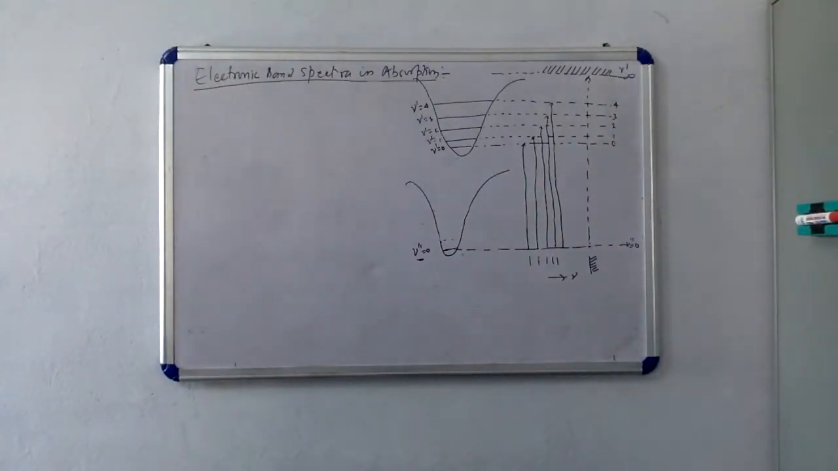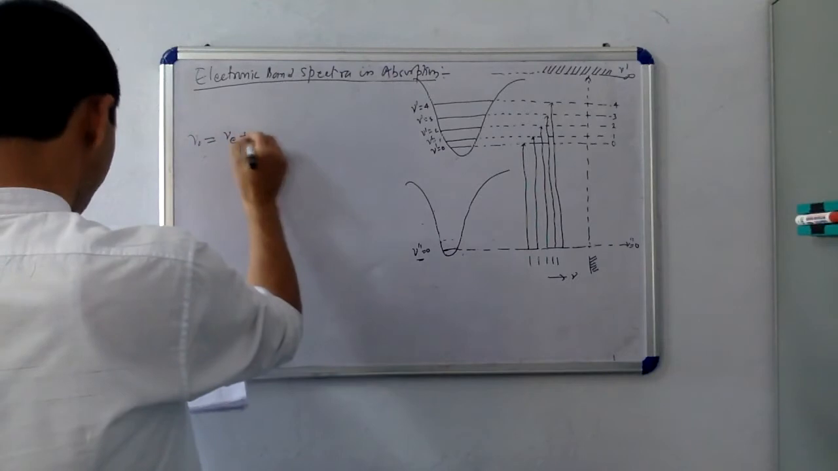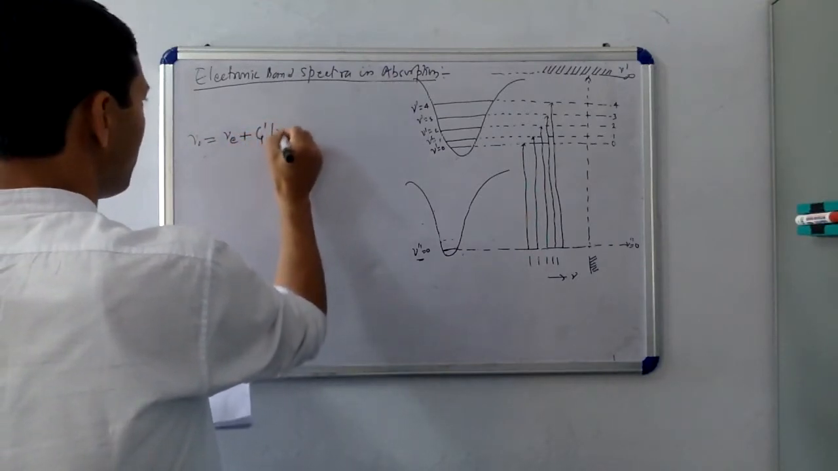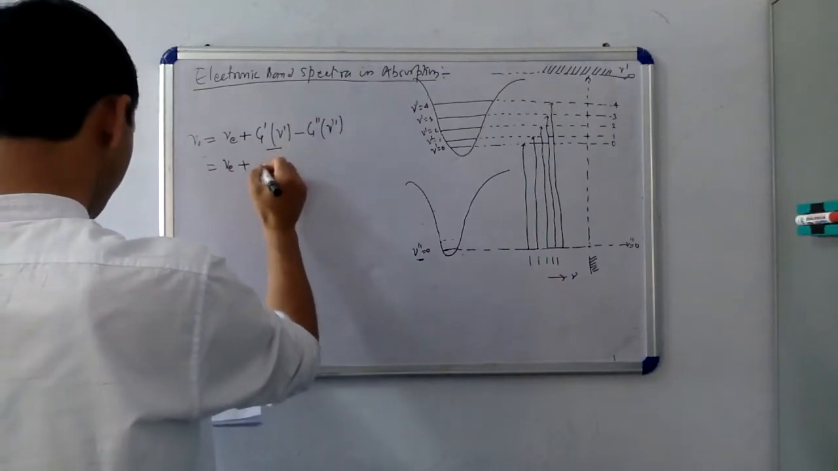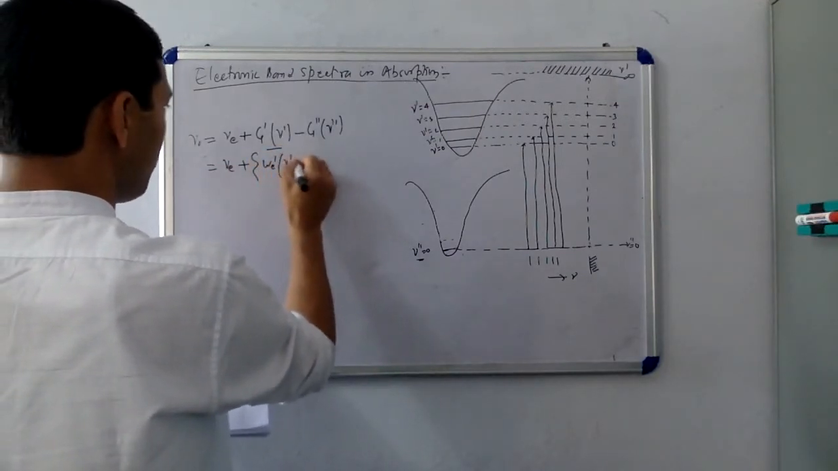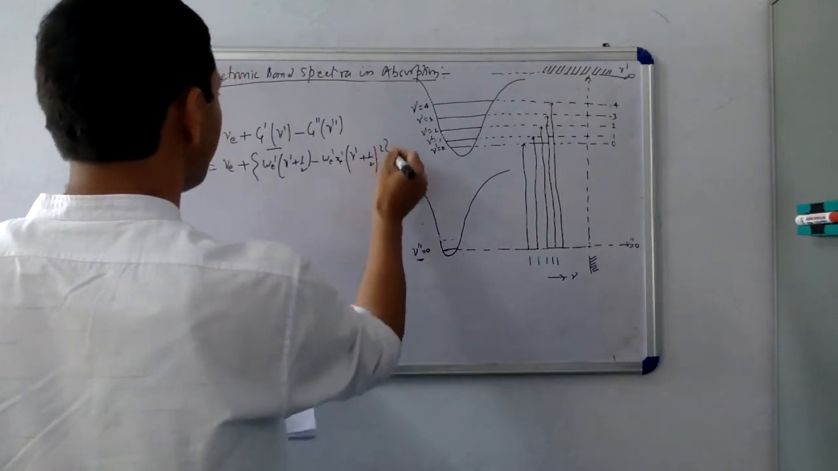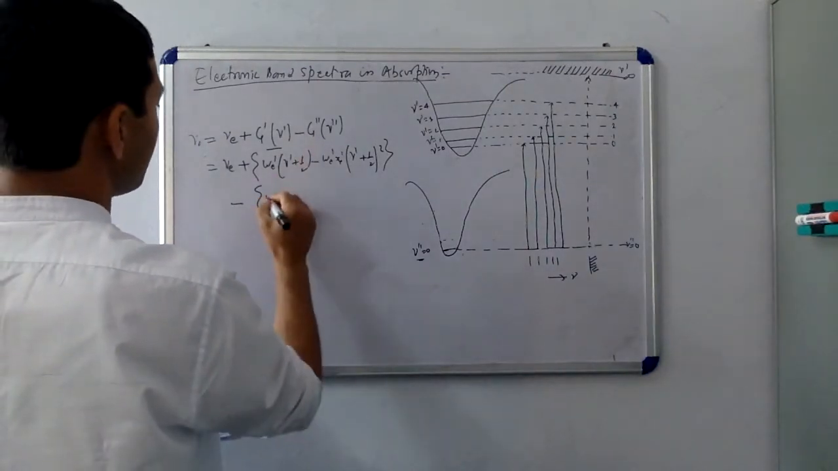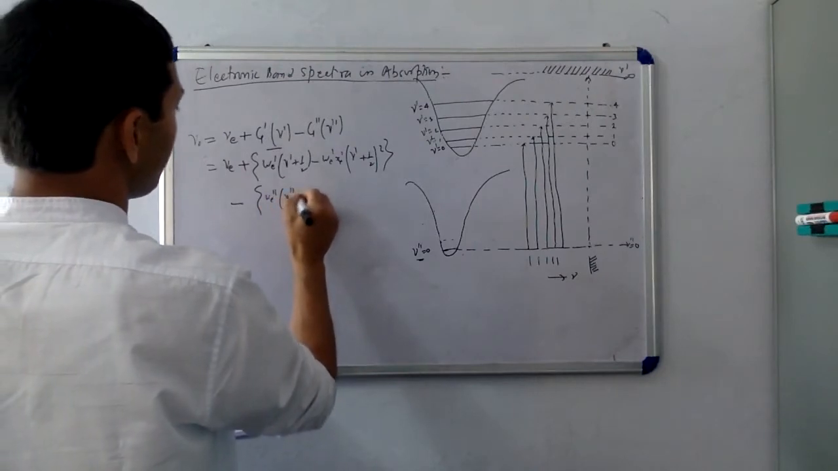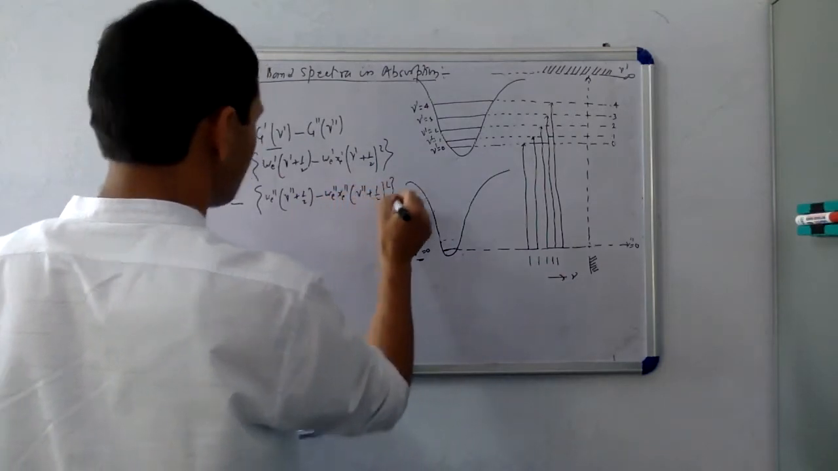So the wave numbers of the band origins of a system are given by, now because we are looking only for ν' equal to 0 and all the above levels, then ν0 equals νE plus G'(ν') minus G''(ν''). And you have νE plus ωE' (ν' plus 1/2) minus ωE xE' (ν' plus 1/2) squared, minus ωE'' (ν'' plus 1/2) minus ωE'' xE'' (ν'' plus 1/2) squared.